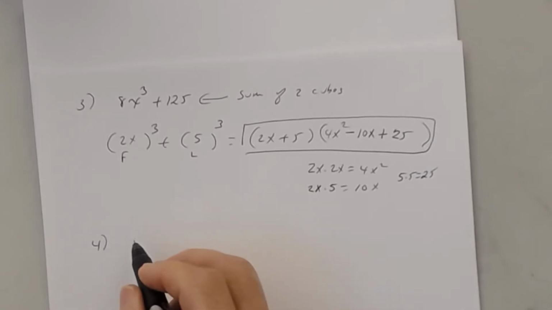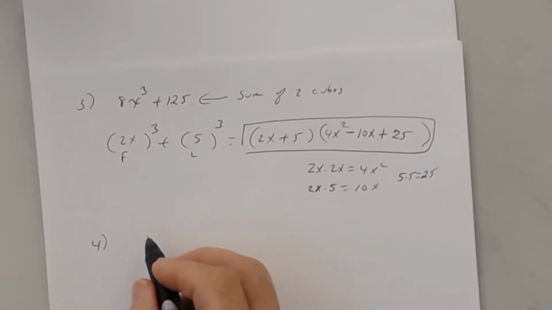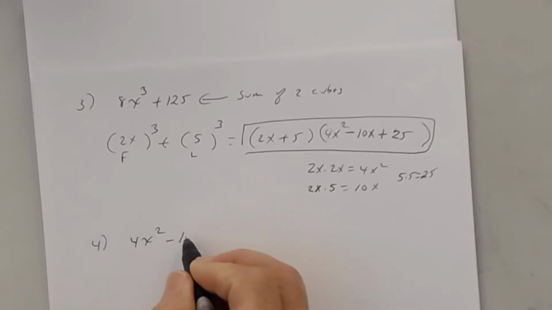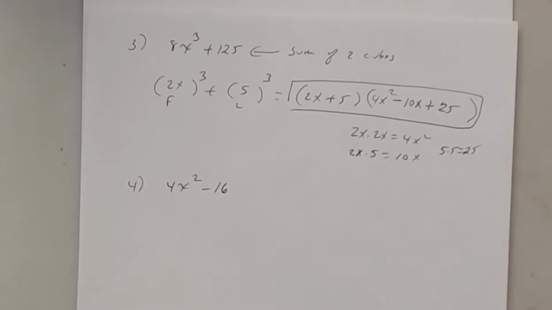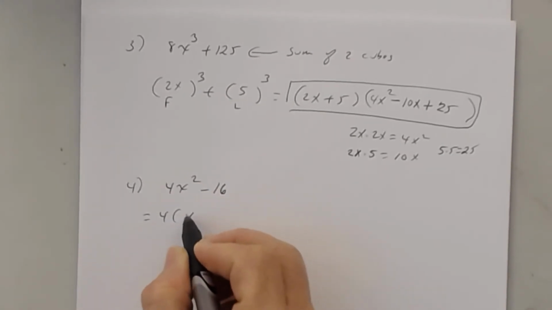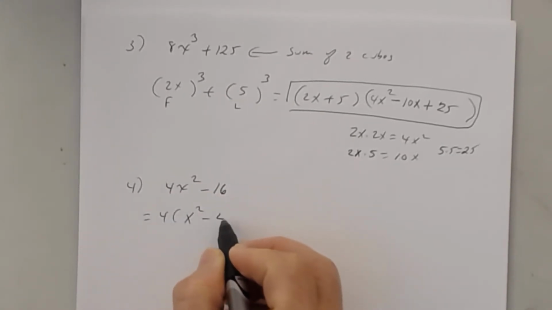All right, number 4. Suppose you had 4x squared minus 16. All right. What are you going to do? GCF. What is the GCF? 4. So I can factor out a 4. The GCF is 4. So I get 4 times x squared minus 4.